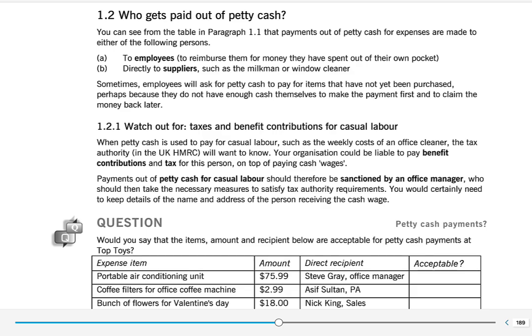Part 7. The main lesson to remember. Now let us say the main point in a very simple sentence. Petty cash is paid either to employees, usually as reimbursement for small expenses, or directly to suppliers for small cash payments.